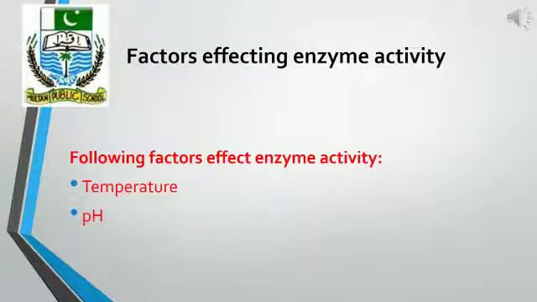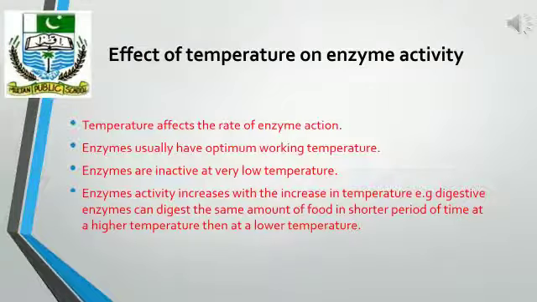There are different factors which affect the activity of an enzyme. But two major factors which affect enzyme activity are temperature and pH. Slight change in their values can affect the activity of an enzyme. We will discuss the effect of temperature on the activity of an enzyme. Slight change in the temperature will automatically affect the rate of enzyme action.